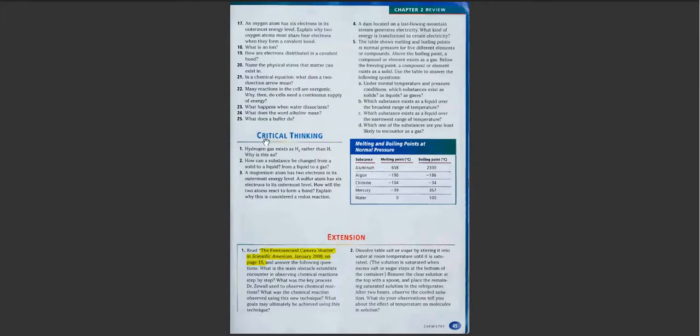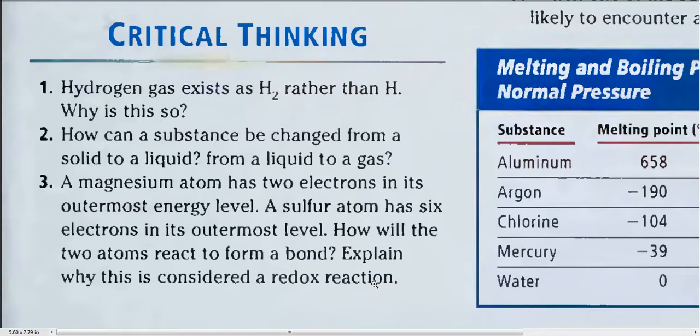Critical thinking. 1. Hydrogen gas exists as H2 rather than H. Why is this so? 2. How can a substance be changed from a solid to a liquid? From a liquid to a gas? 3. A magnesium atom has 2 electrons in its outermost energy level. A sulfur atom has 6 electrons in its outermost level. How will the 2 atoms react to form a bond? Explain why this is considered a redox reaction.